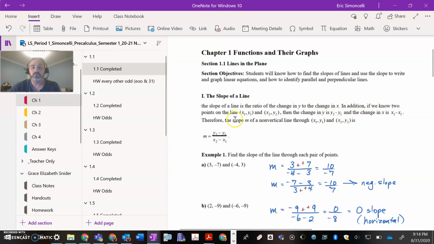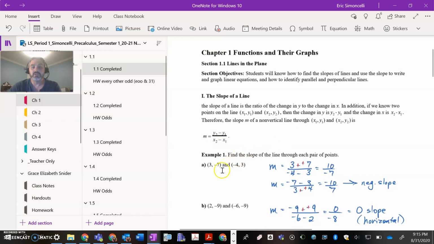In addition, if we know 2 points on the line, (x1, y1) and (x2, y2), if you recall, this would be one ordered pair. And we use these subscripts, if you recall, just to differentiate x and y, but also one point versus another. And then, of course, (x2, y2) for the second point. Then the change in y is y2 minus y1, or y sub 2 minus y sub 1, another way to say that. And the change in x is x sub 2 minus x sub 1. Therefore, the slope m of a non-vertical line through the 2 points is as such. So m equals (y2 minus y1), the change in y, divided by (x2 minus x1), the change in x. And I'm sure you remember that from Algebra 1, up until really now.